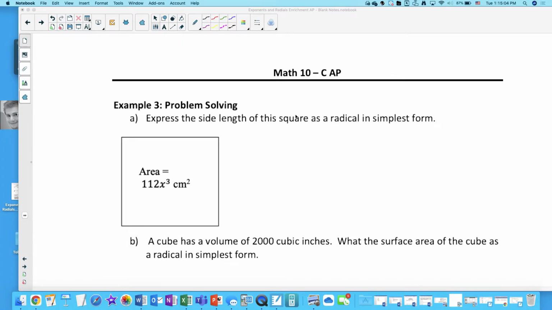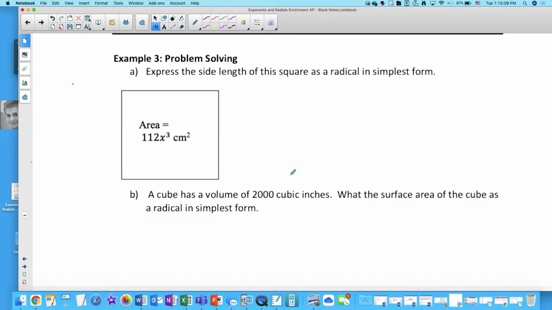First, express the side length of this square as a radical in simplest form. Okay, this is a square. If the area is 12x cubed centimeters squared, how could we figure out the side length? Okay, so the area is the side length squared, which means that in order to get the side length, you need to get the square root of the area.